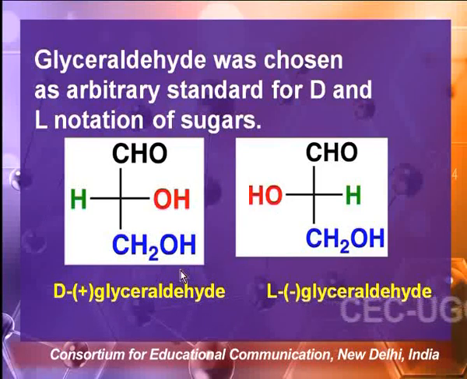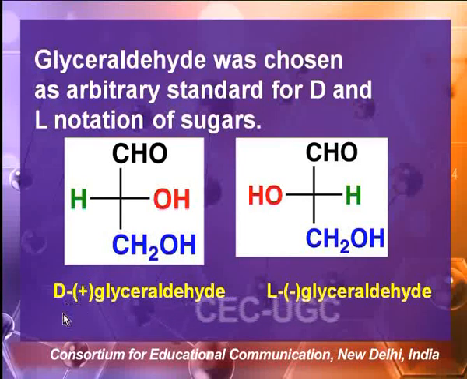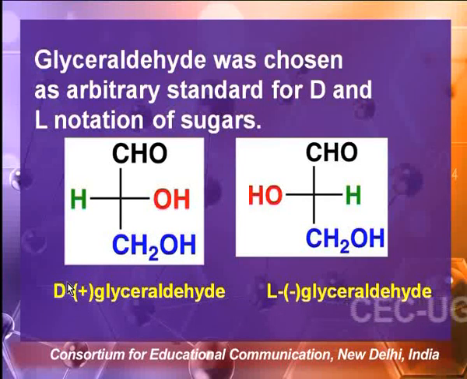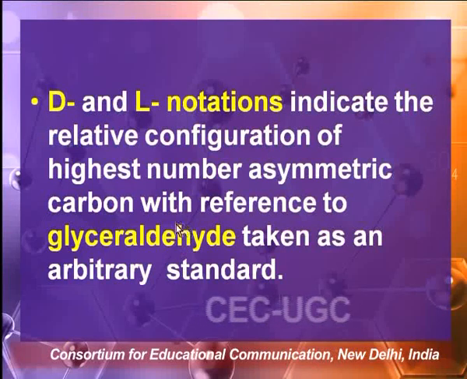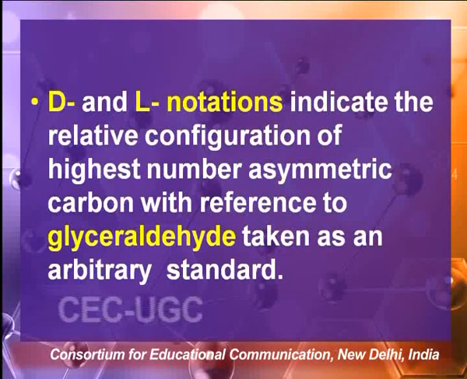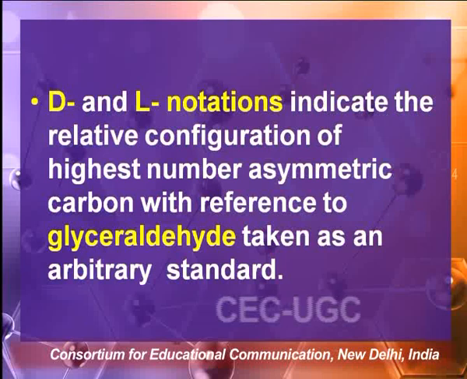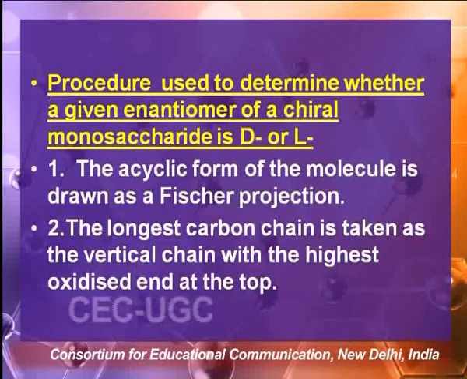And please don't confuse capital D with the plus sign; instead of writing plus, sometimes we write small d here. So capital D refers to relative configuration and small d refers to optical activity. If I put it in other words, D and L notations indicate the relative configuration of the highest numbered asymmetric carbon with reference to glyceraldehyde taken as an arbitrary standard.